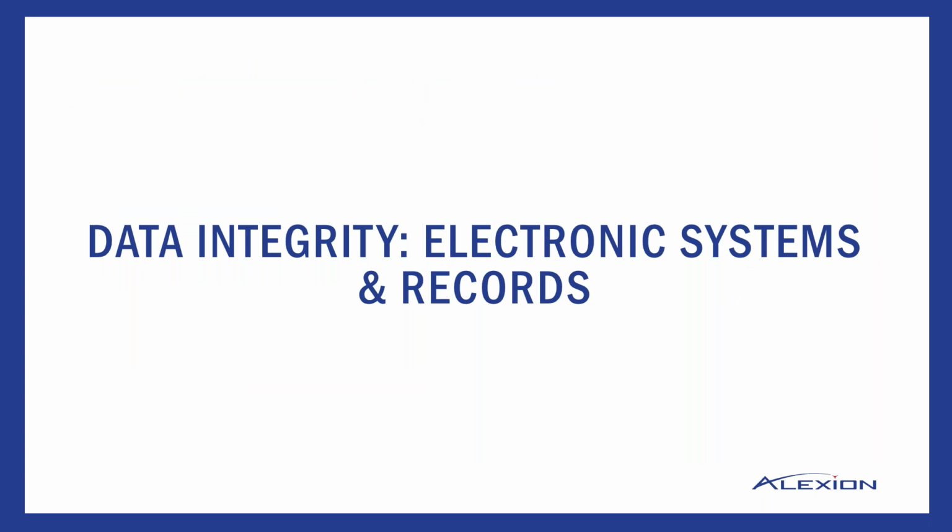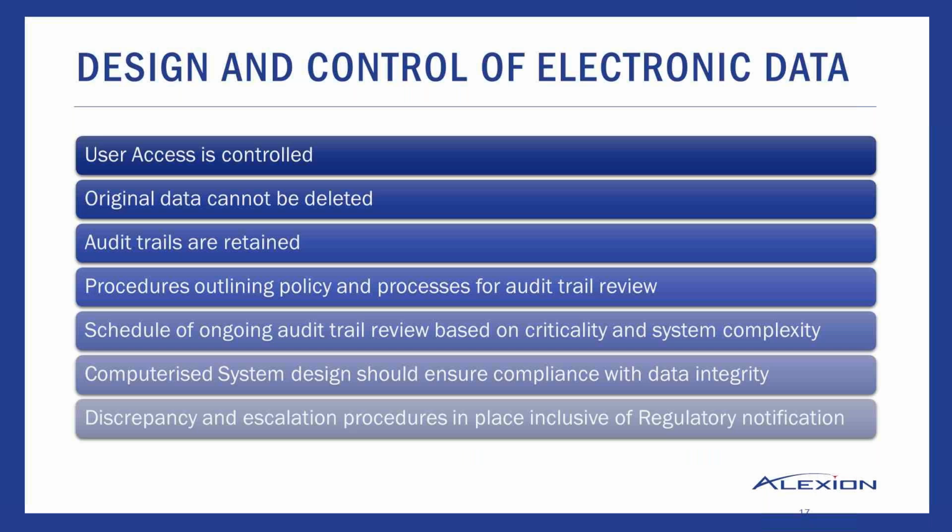Looking at some electronic systems and records, the design and control of electronic data is important. So user access should be controlled. Original data should not be able to be deleted. Audit trails should be retained, and procedures outlining policy and processes for audit trail review should be in place. There should be a schedule of ongoing audit trail review based on criticality and system complexity.